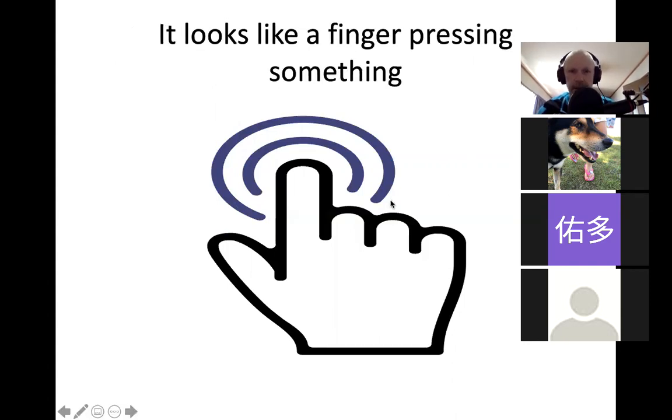Yeah, it looks like a finger pressing something. I think you'd agree with that. It looks like a hand, looks like a finger pressing it. For us, we interpret it anyway, as a finger pressing something. So you can say it's an icon. It looks like something. And you think, well, okay, what's the difference?